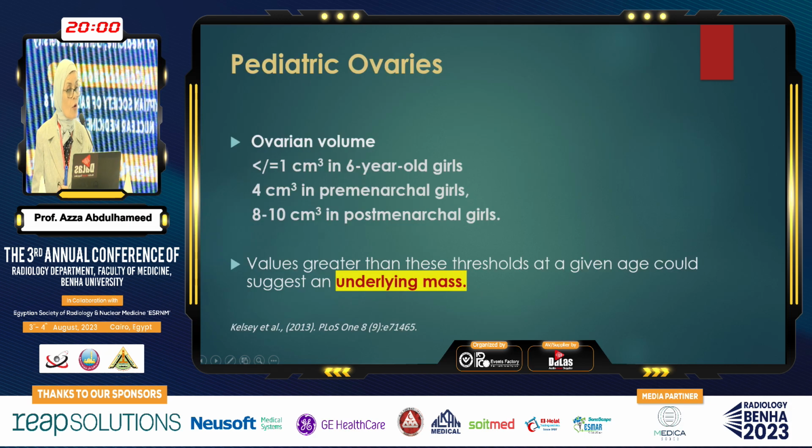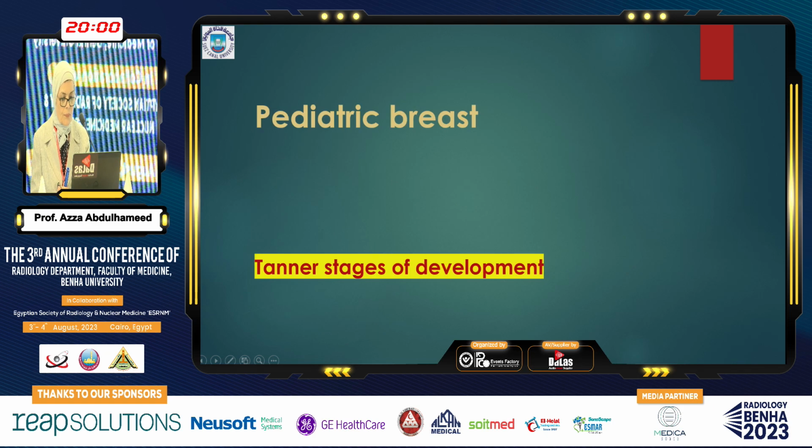For the pediatric ovaries, we have these numbers here. Any value greater than these thresholds, you should suspect an underlying mass.